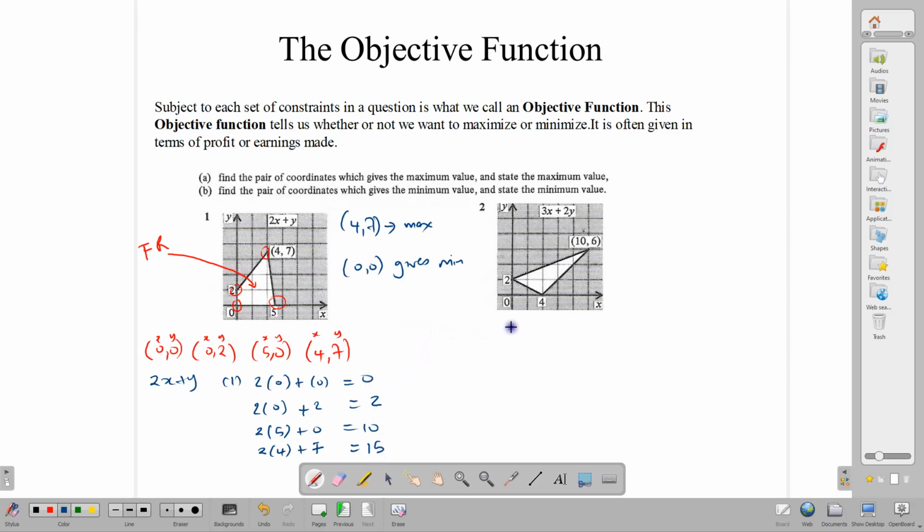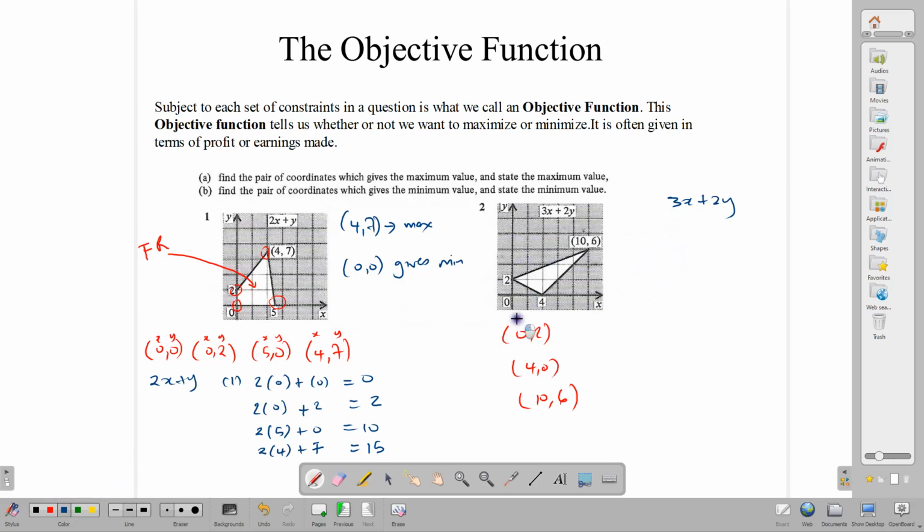Let's practice that a little bit again with this one. Here our objective function is 3x plus 2y. And we're going to look at our extreme values. This is our feasible region, this triangular region. So we have 3 extreme points. The first one here is 0, 2. The second one here is 4, 0. And the third one written up here for us is 10, 6. So we're going to plug these values into this objective function and see which one gives us the maximum and which one gives us the minimum.